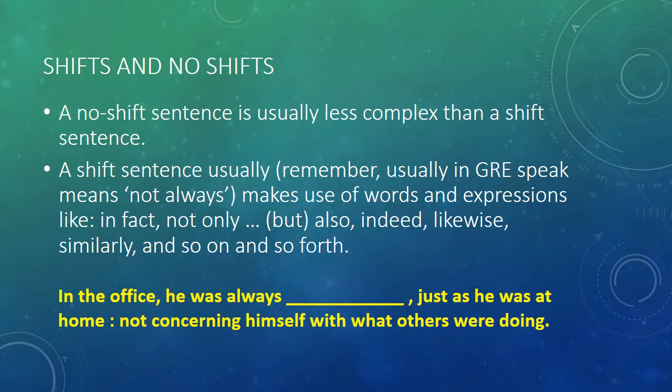In this sentence, the blank, if you notice, is talking about how he always was in the office, and it is being compared with how he was at home. And if you notice, how he was in the office is just the same as how he was at home. And how was he? He usually did not concern himself with what the others were doing. So there is actually no difference in the way he was in the office and the way he was at home. There is no shift, there is no change in the way he behaved. So, this is a classic example of a sentence that does not have a shift.